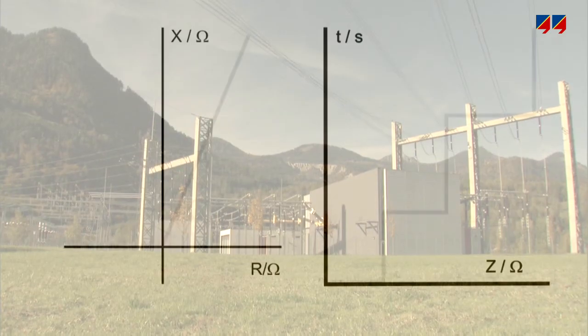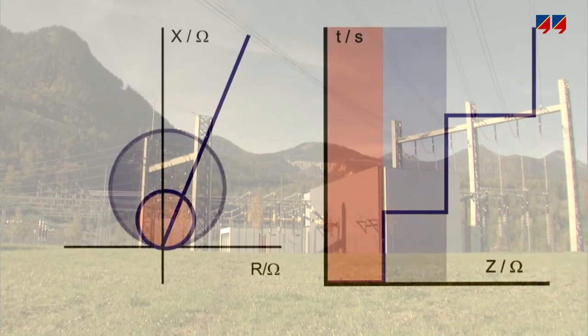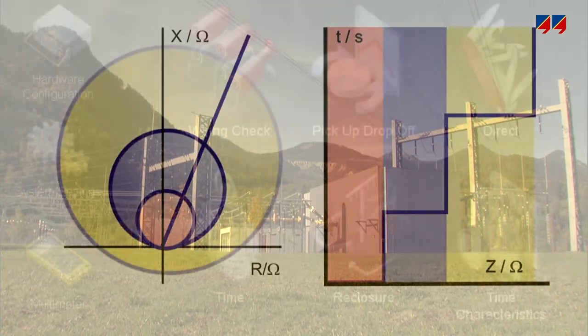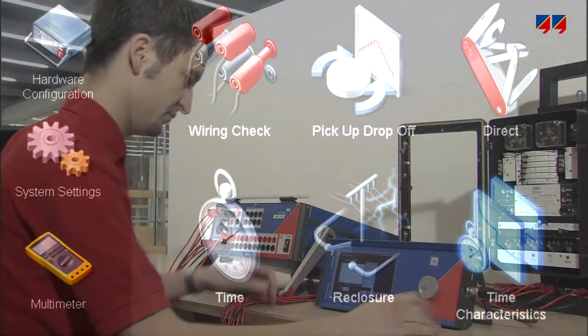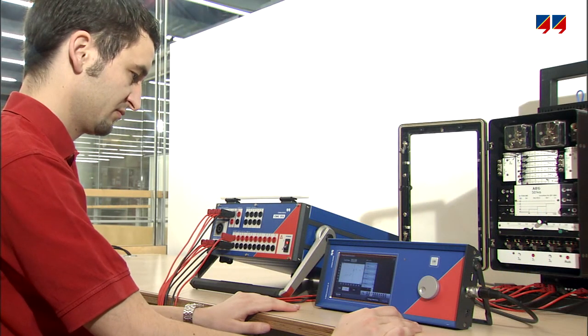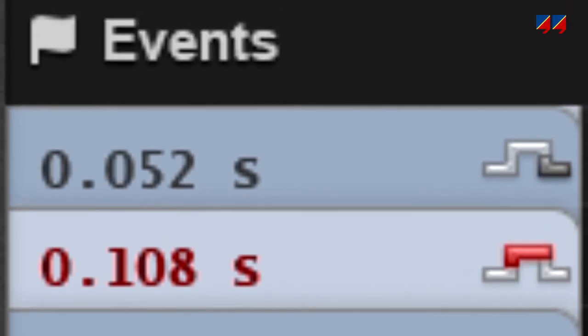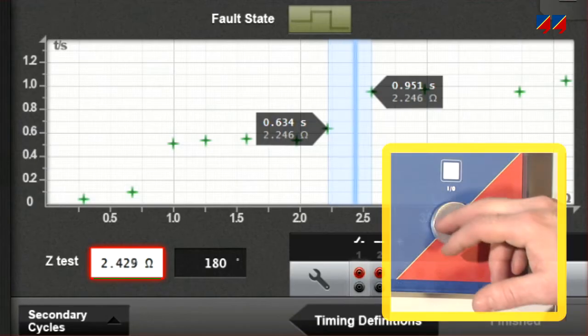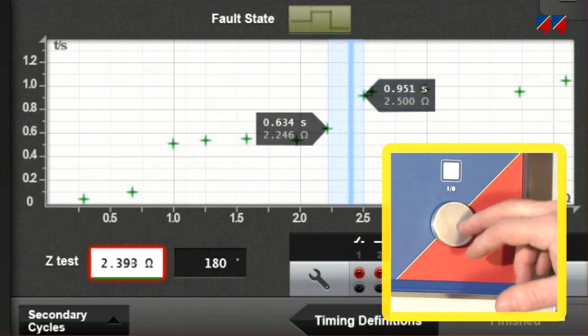Relays with multiple timing stages, like overcurrent or distance protection, can also be tested. In the time grading diagram, the user can simply select the value to be tested with the control wheel and perform the test by pressing the button. The corresponding value and the trip time are displayed. The control wheel also allows for the easy determination of zone borders.